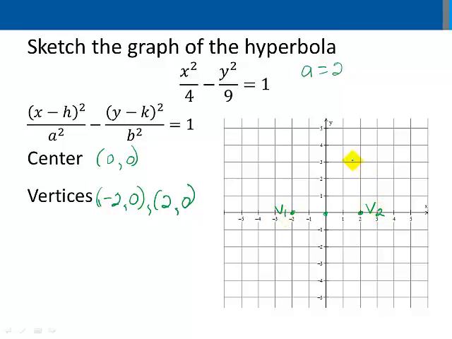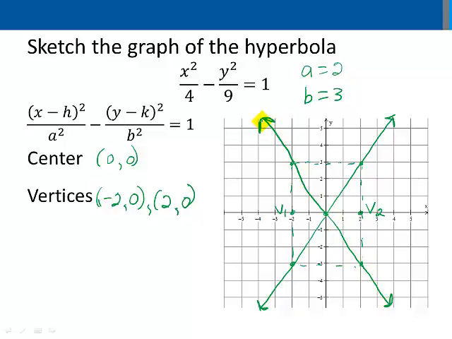Let's go ahead and sketch the box. To sketch our box, we need to figure out what b is. And if b squared is equal to 9, b will be equal to 3. So from our vertices, we go up 3 units, down 3 units. And I'll just use a little dashed line to sketch the box. Well, let's go ahead and draw these asymptotes that go through the center and through the corners of the box. We'll be all ready to sketch the hyperbola.